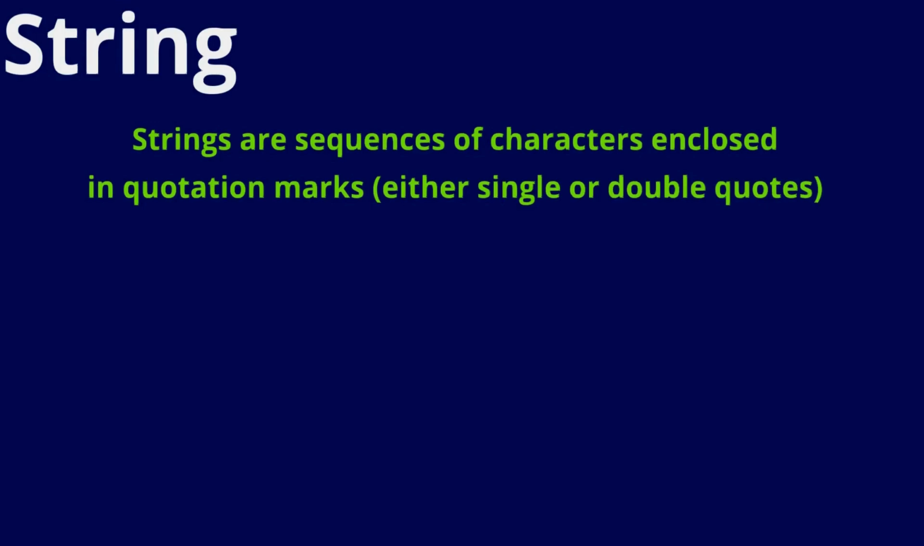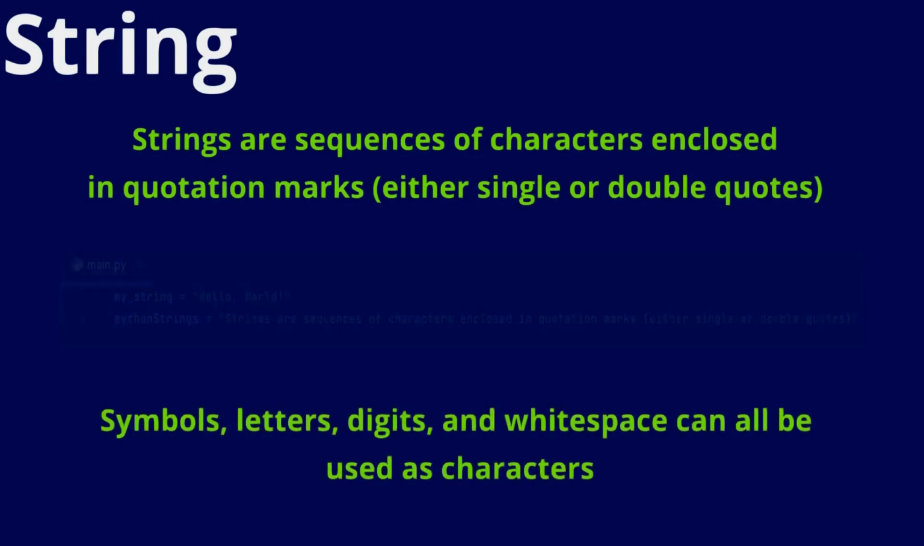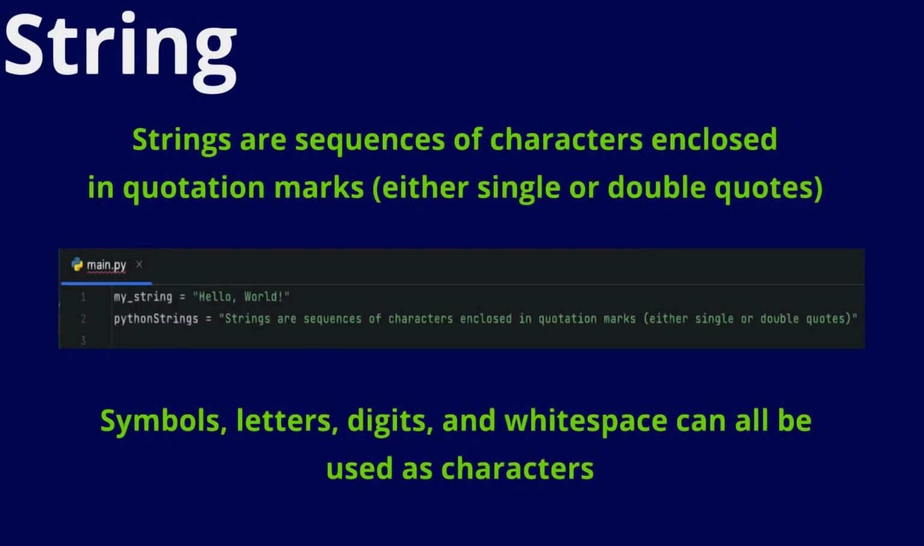Text, strings. Strings are sequences of characters enclosed in quotation marks, either single or double quotes. Symbols, letters, digits, and white space can all be used as characters. In most programming languages, including Python, strings are fundamental data types. The purpose of them is to represent and manipulate textual data. Strings can store words, sentences, paragraphs, and even entire documents.